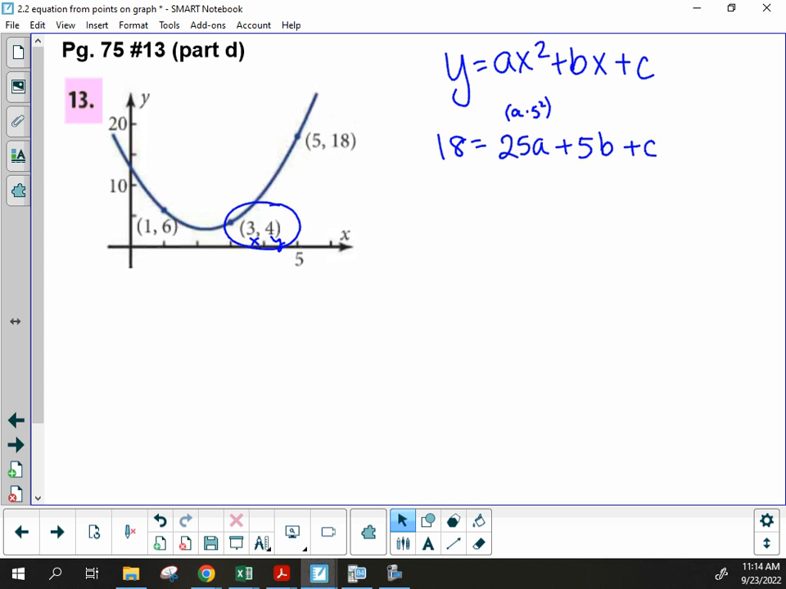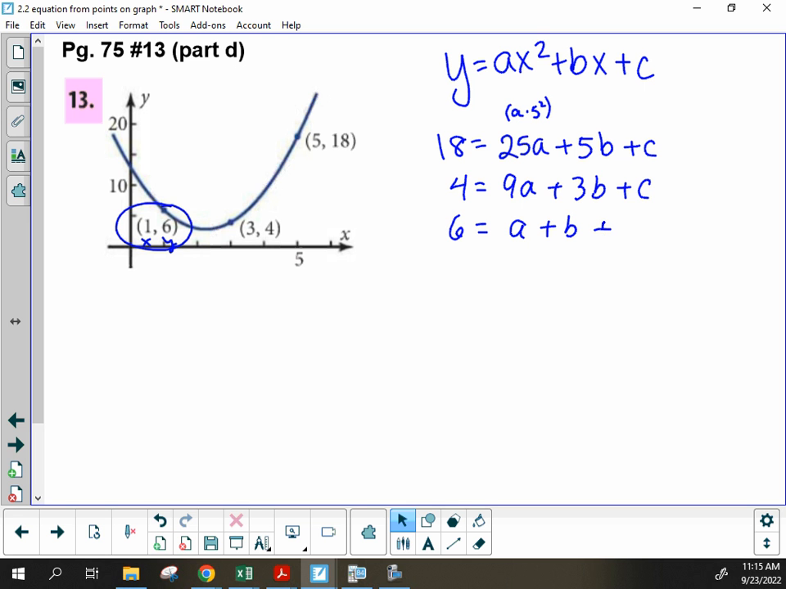Number 2 comes from this point, 3 comma 4. So 4 is equal to a times 3 squared, which would end up being 9a plus 3b plus c. And then our last one, we're going to use the point 1 comma 6. So we have 6 equals, this one is just a plus b plus c. So nice, neat, clean numbers on this one.